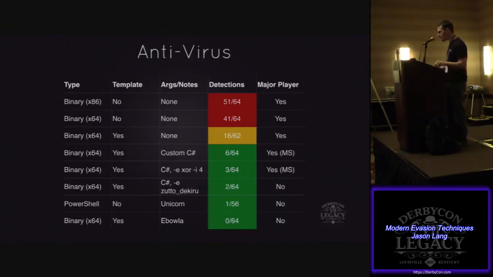And then we get into custom C#, and we'll be demoing this in just a little bit. With custom C#, you spit out your shellcode, stick it into your C# harness, and that gets you 6 of 64. By the way, chances are these numbers have all changed very quickly, because now VirusTotal has that, so just a little disclaimer there.